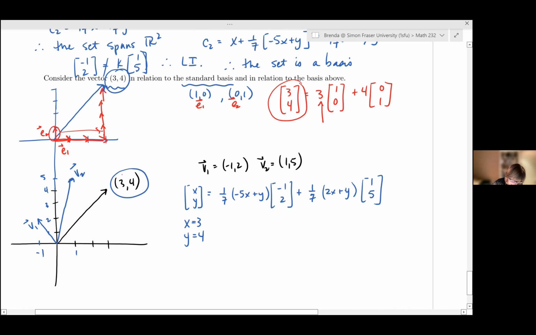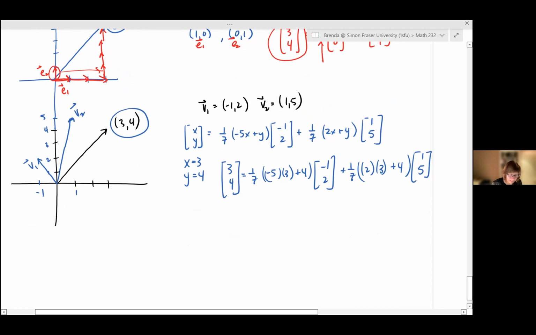So we simply put in those calculations to say that 3, 4 will be equal to 1/7 times minus 5 times 3 plus 4, all times minus 1, 2, and 1/7 times 2 times 3 plus 4 times vector 1, 5. Okay, and that is equal to minus 11 over 7. So 3, 4 is equal to minus 11 over 7 times minus 1, 2 plus 10 over 7 multiplied by 1, 5.